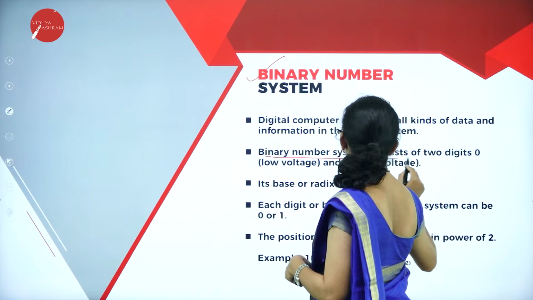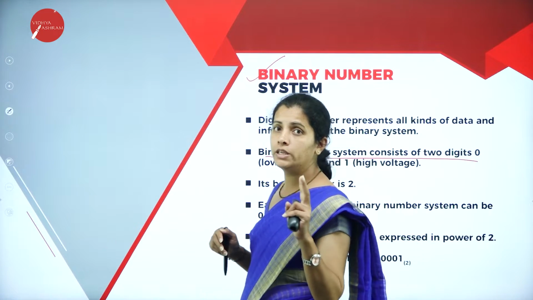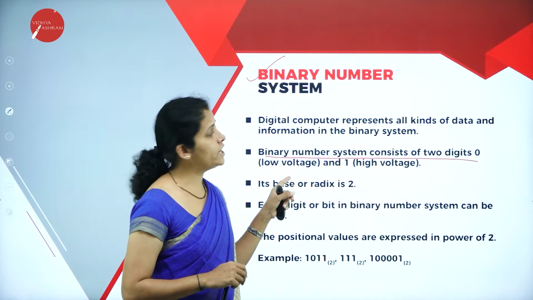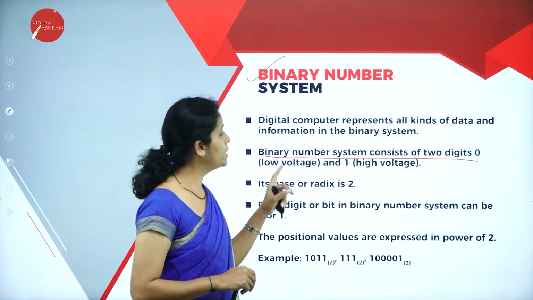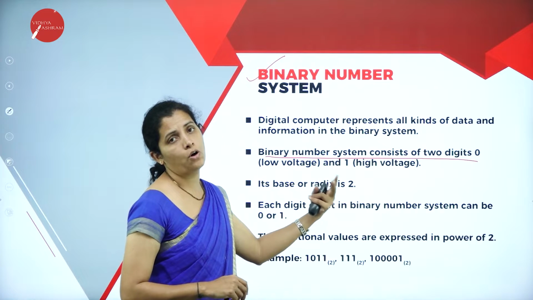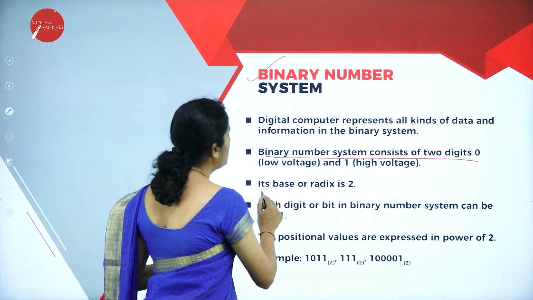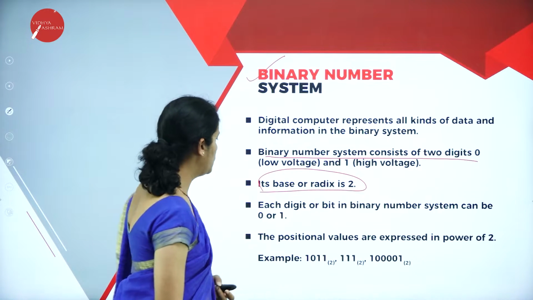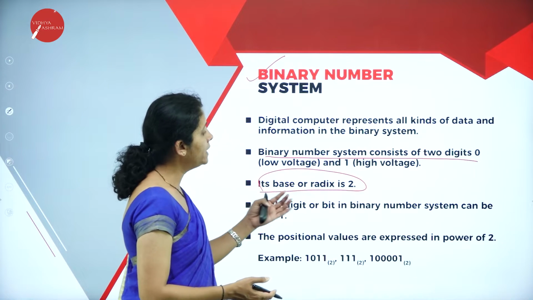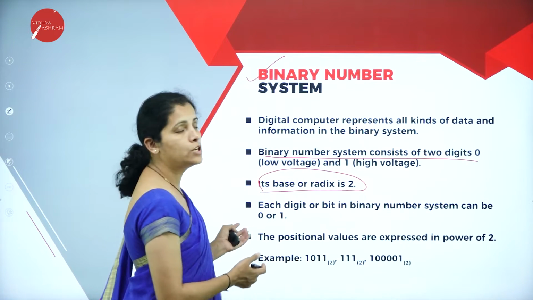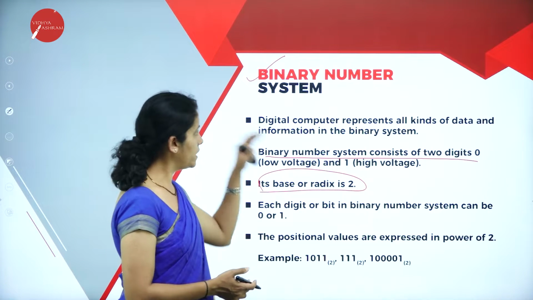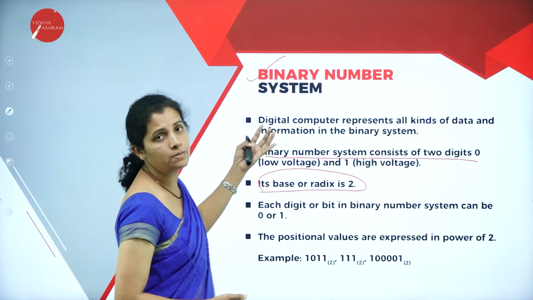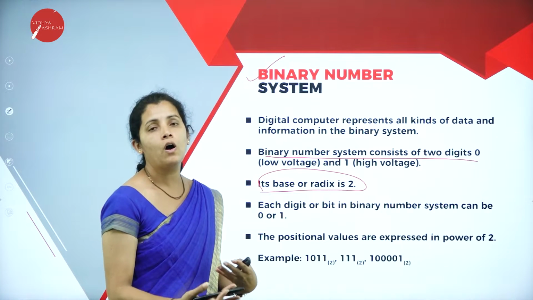So the binary number system consists of only 2 digits, that is 0 and 1. Always 0 is low voltage or false value, and 1 is nothing but the high voltage or true value. To represent that, I'm going to have base value or radix, it is 2. Each digit or bit in binary numbers can be 0 or 1. That means whatever data I have, if it is represented in the form of binary numbers, I'm going to have 0 or 1.